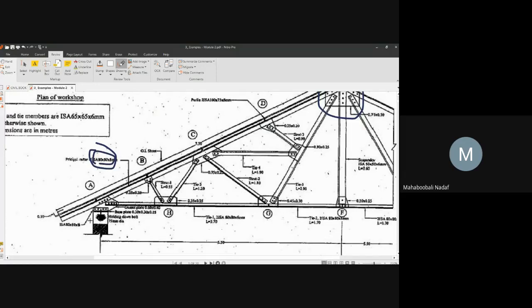Can anyone calculate the purlin's perimeter? Do it now. Give me the purlin's perimeter and its total square meter only. Calculate and tell me, anyone. I will give 2 minutes.